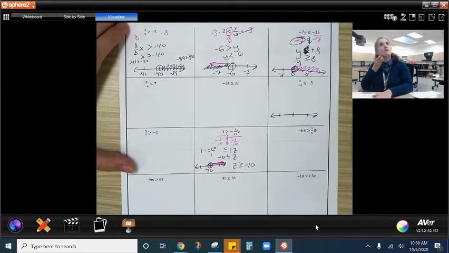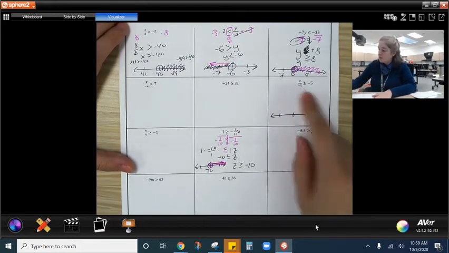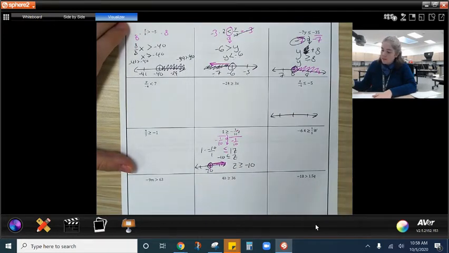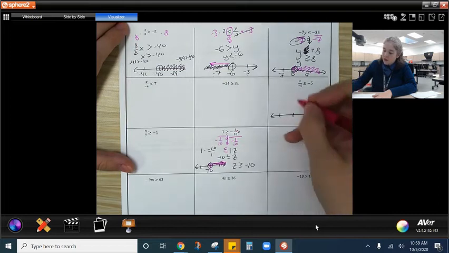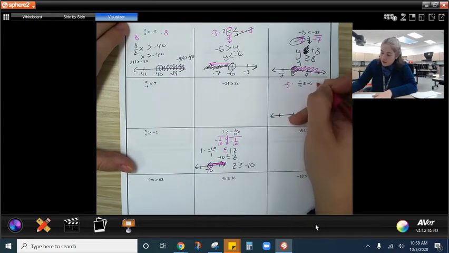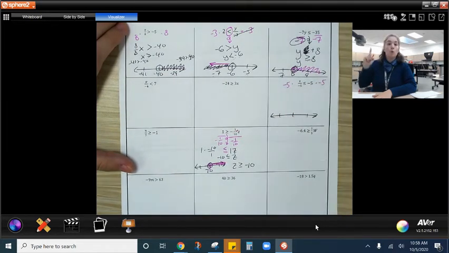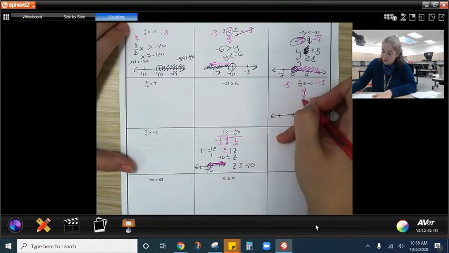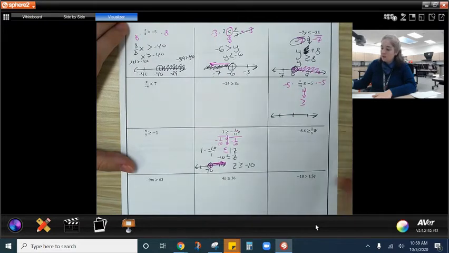And then let's do one more for good measure. How about this one right here? So we've got x divided by negative 5 is less than or equal to negative 5. I need to multiply each side by negative 5. Warning, we just multiplied by a negative number. So let's just flip our inequality symbol.